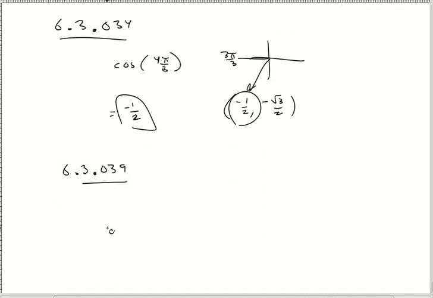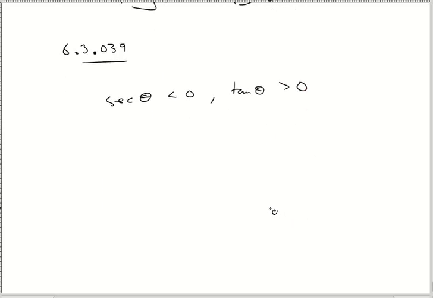63039. They say that secant of theta is less than 0. My theta is a little bit weird. Theta is less than 0. They also say that tangent of theta is greater than 0, and they want to know what quadrant it is in. Well, remember that secant is kind of like saying cosine. So my cosine is less than 0. What does that mean? We're going to have a negative x value.